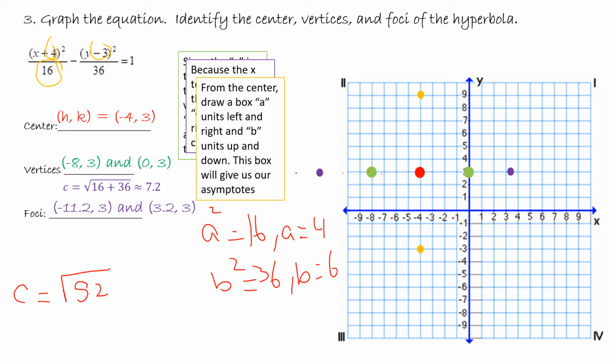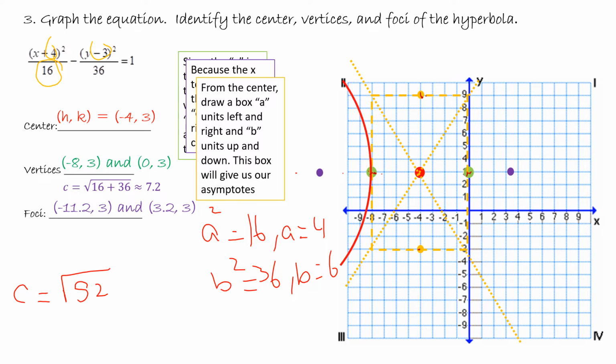Now, to graph, we're going to draw a box. That box is drawn around these two vertices and the two endpoints of the conjugate axis. Then we draw the diagonals of this rectangle or box. These diagonals are the asymptotes of the hyperbola. So we have the box, and the diagonals of this box represent the asymptotes of the hyperbola.